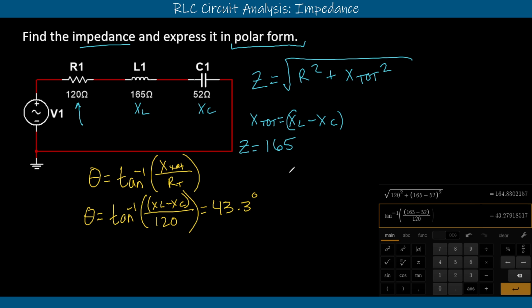So we have a final answer now. We have Z is equal to 165. That's our magnitude at an angle of 43.3 degrees. That's our angle there that it's at. And then our value is in ohms. So we'll put our ohms value at the end. So kilo ohms, ohms, amps, all that goes at the very, very end of your full polar number.